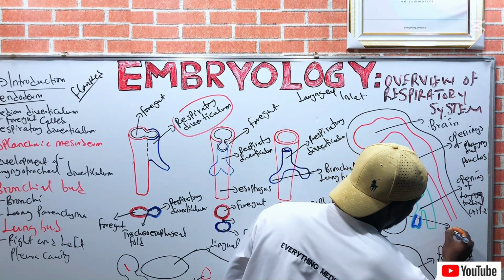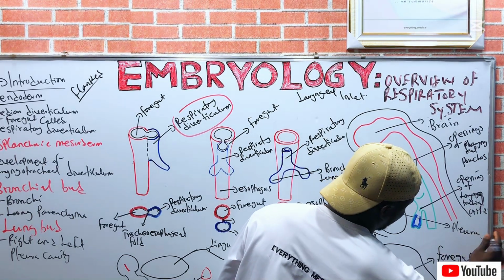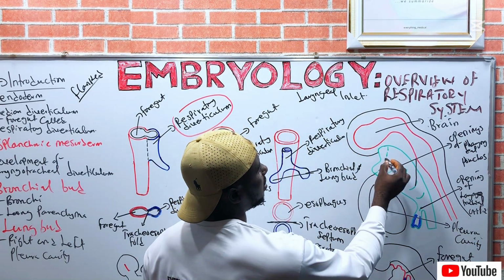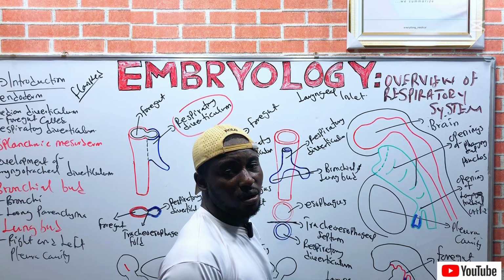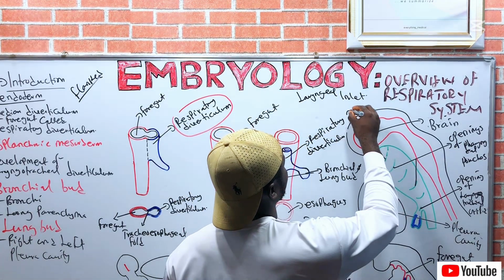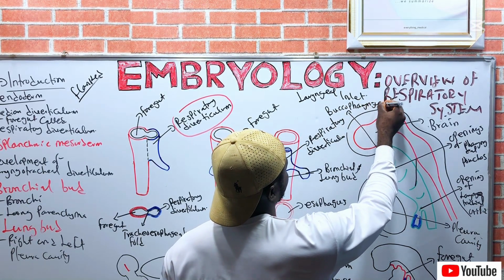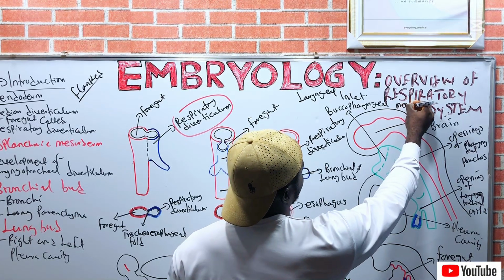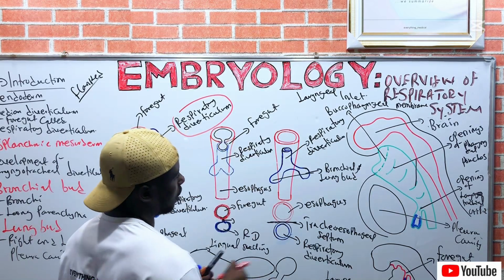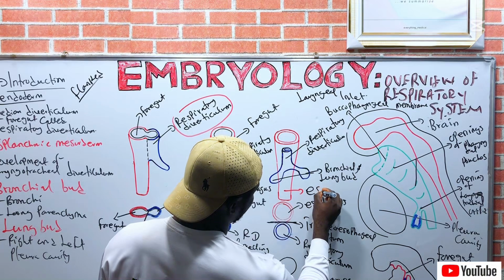Here remains the pleural cavity. This remains the buccopharyngeal membrane. The buccopharyngeal membrane, right? Because this is our oesophagus. Also, we have indicated it.